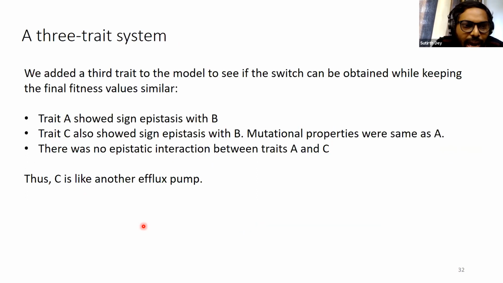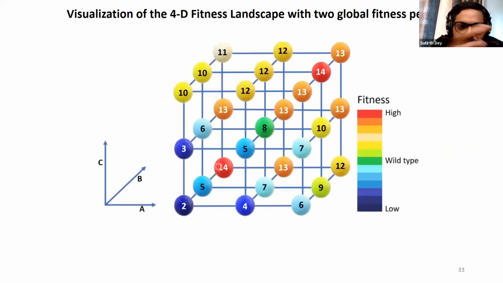So in order to do that, we did a second order modeling, a different model, in which it was a 3-trait system. And in this, we added a trait called C. You can think of this C as another efflux pump. For all practical purposes, it behaves the same way as A and has the same mutational properties as A, but both A and C have a sign epistasis with B. So this is what the fitness landscape looked like. The main point to note over here is that in this particular case, we had two different global optima, at two different places, which can be reached through two different mutational routes. And these were the ones that had a value of 14.